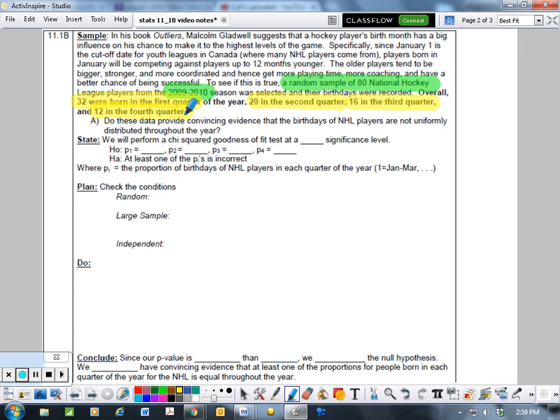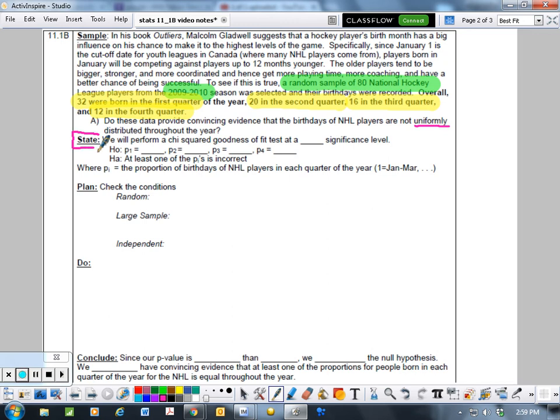So now the question is, do these data provide convincing evidence that the birthdays of NHL players are not uniformly distributed throughout the year? Uniformly distributed means that they're equally spaced throughout the year, that there's not a preference, like all of our good hockey players being born early in the year because of the way we run our hockey leagues. So we'd expect all of these proportions to be the same.